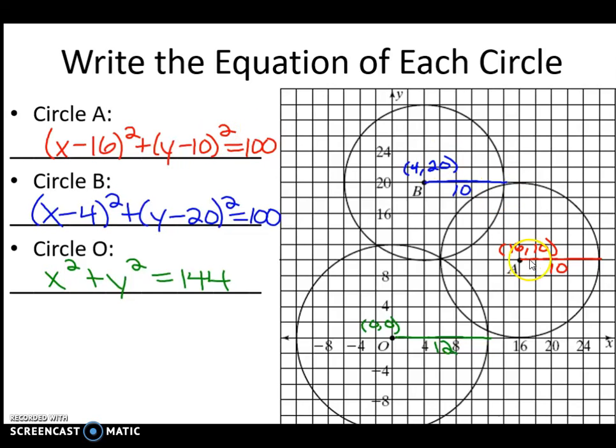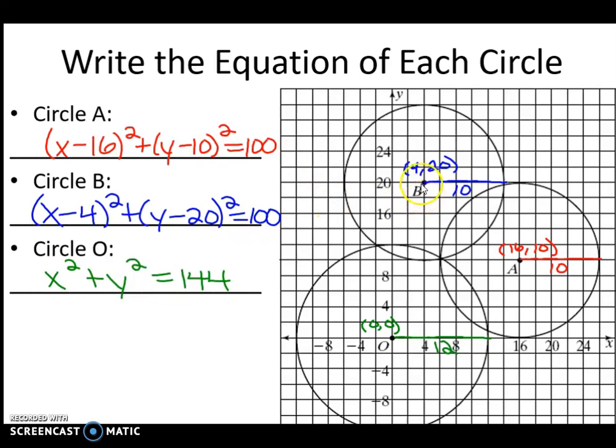And then the radius is 10, because it's going by 2, 4, 6, 8, 10. If you look at 16 to 26, that's 10. I'm just looking at using the units here. So 10 times 10, because you have to do radius squared, remember that? That's 100. So the equation of this circle is x minus 16 squared plus y minus 10 squared equals 100.